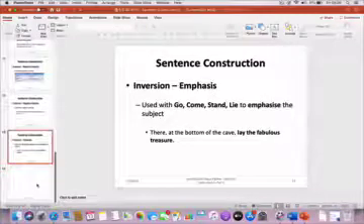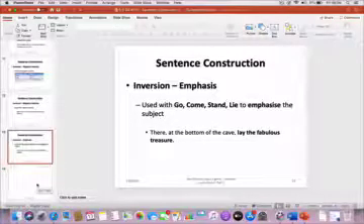Okay, and that finishes part 1 of sentence construction 2.